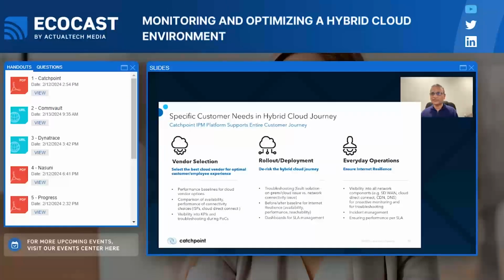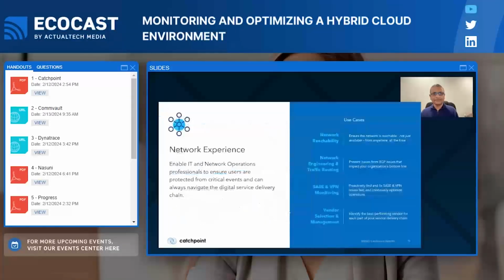Next slide, please. So to satisfy that customer journey, our network experience solutions provide 4 different use cases. We talked about vendor selection and management. There's also the network reachability, fault isolation, SASE and VPN monitoring, and these are some of the use cases. So next slide, please.